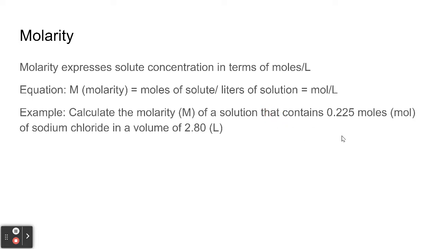We can work an example problem here. I want to see if you can try to solve it, and then we're going to work it out together and see if we can figure it out. So we're going to calculate the molarity of a solution that contains 0.225 moles of sodium chloride in a volume of 2.8 liters. So I've given you the moles, I've given you the liters, and you have to calculate the molarity. So I'll give you a couple of minutes here to see if you can solve this question, and then you'll put your answer in the Edpuzzle, and then we'll work through it together to make sure that you get it correct.